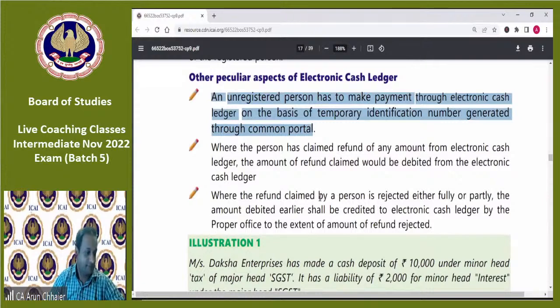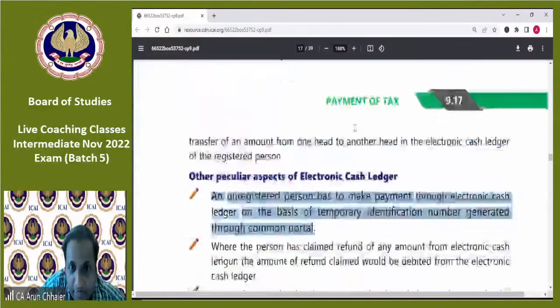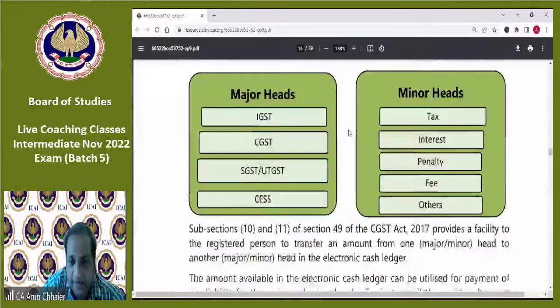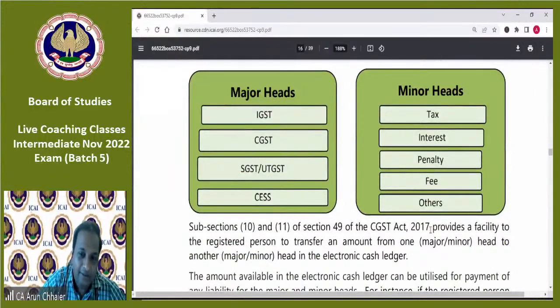What is that? Any demand. So the tax, interest, penalty. Apart from that, there is a concept of redemption fine also. There is a concept of redemption fine in the GST. Again, it is covered in the final. So if there is any other demand, any other amount which I need to pay, then I will use others.